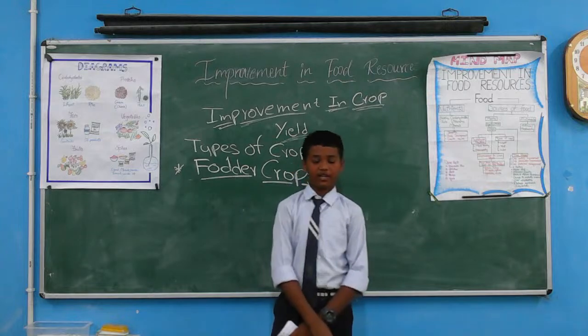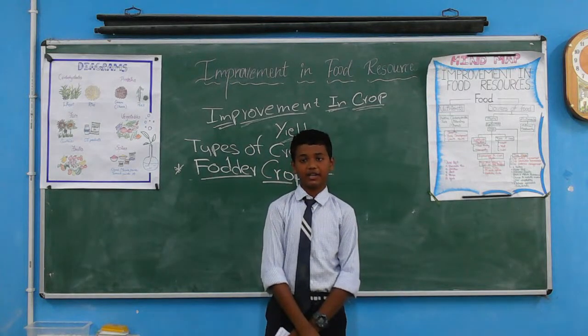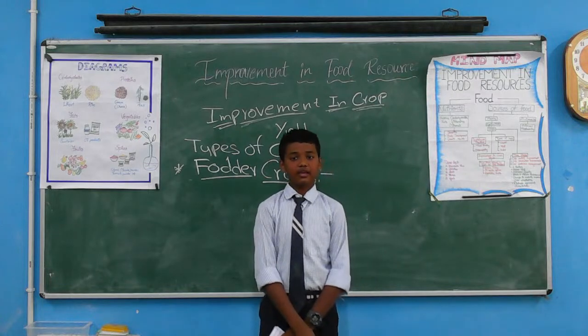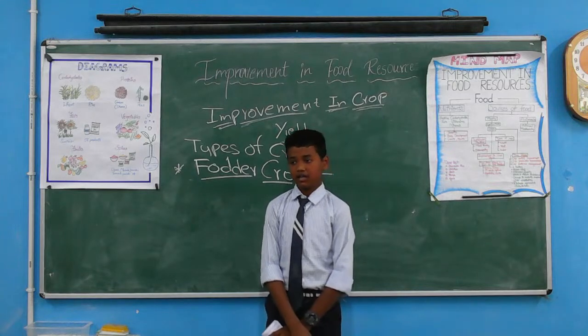The last one, fodder crops. Along with the food crops, the fodder crops are also cultivated in the land for the food for the livestock.